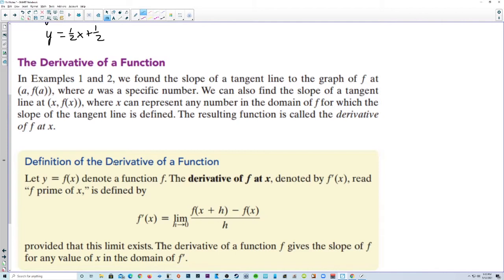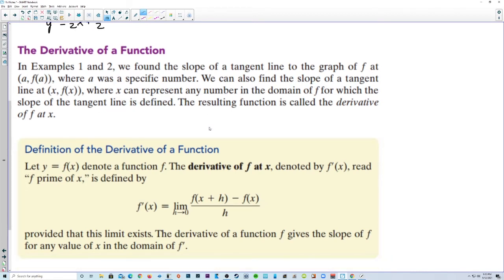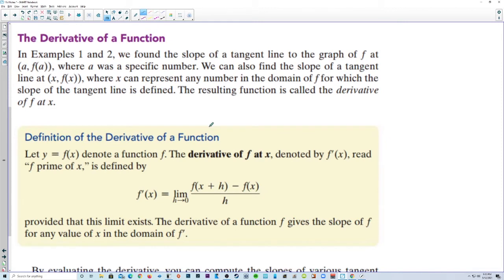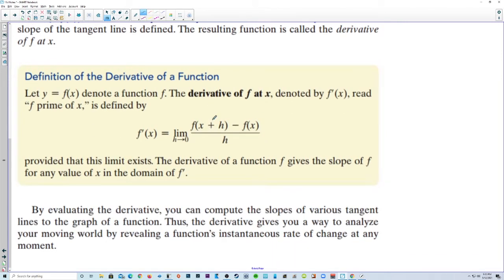The derivative of a function. In examples 1 and 2, we found the slope of a tangent line to the graph of f at a, f of a, where a was a specific number. We can also find the slope of the tangent line at x, f of x, where x can represent any number in the domain of f for which the slope of the tangent line is defined. The resulting function is called the derivative of f at x, which means instead of plugging a specific number in for x, we're just going to leave it as x.